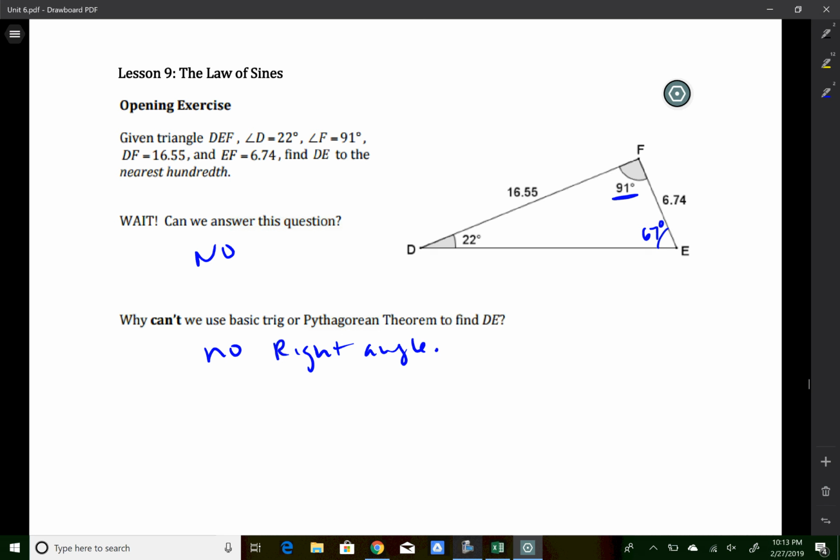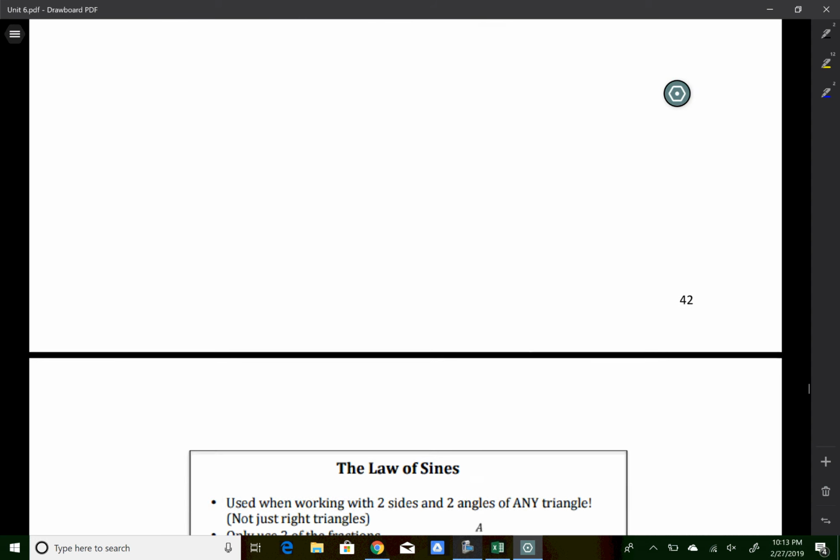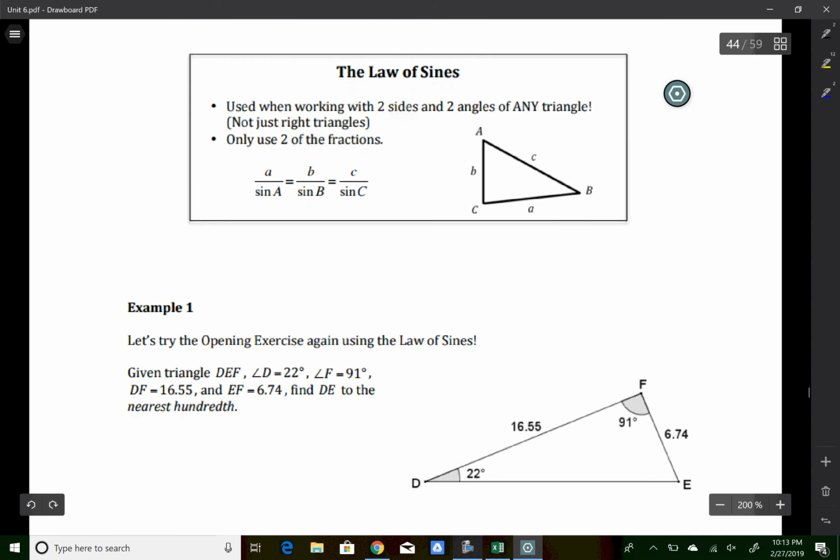Mathematicians were puzzled by this. We need to be able to find missing sides of triangles that aren't right triangles. Not every triangle ever drawn has a 90-degree angle in it. So they started looking at some of the things that were common, and they noticed that there is a way of doing it. That's what we're going to be learning about in this lesson. It's called the law of sines.